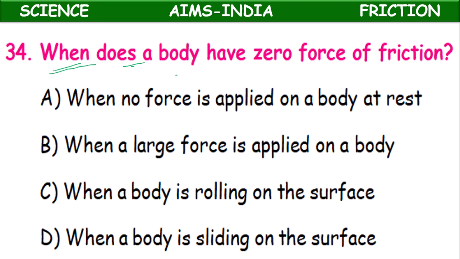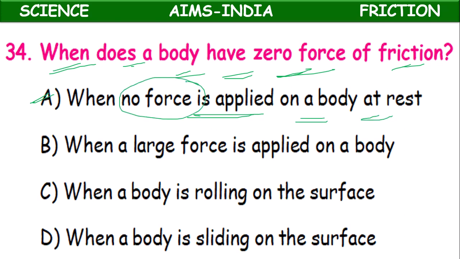So when does a body have zero force of friction? Zero force of friction means when no force is applied on a body at rest. Because there is no force, there is no movement between the surfaces, so no friction. If we apply force to move it, then only static friction will be developed. So the answer is A.